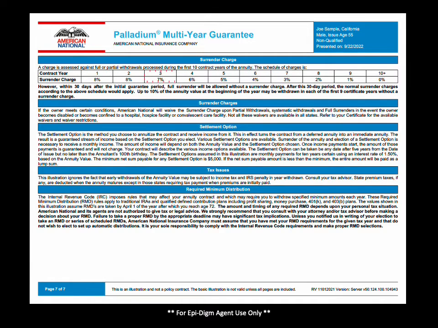All right, here's a surrender charge chart. On the third year, the surrender charge is 3%. But if you read the fine print or bold letter underneath it, it says, however, within 30 days after the initial guarantee period, what's our initial guarantee period? 3 years. The full surrender will be allowed without surrender charges. So you got a 30-day window to move the money to somewhere else.